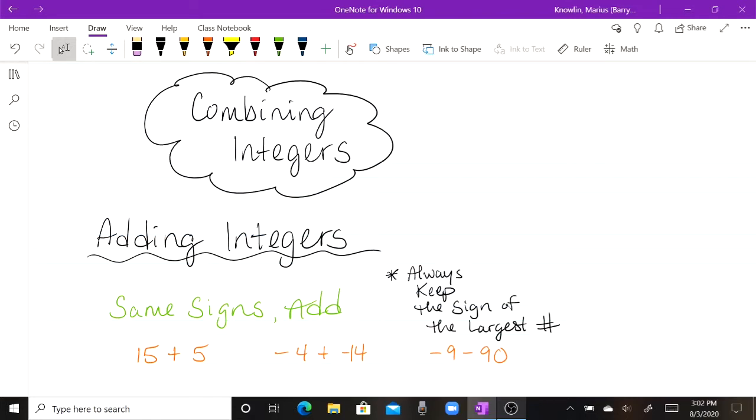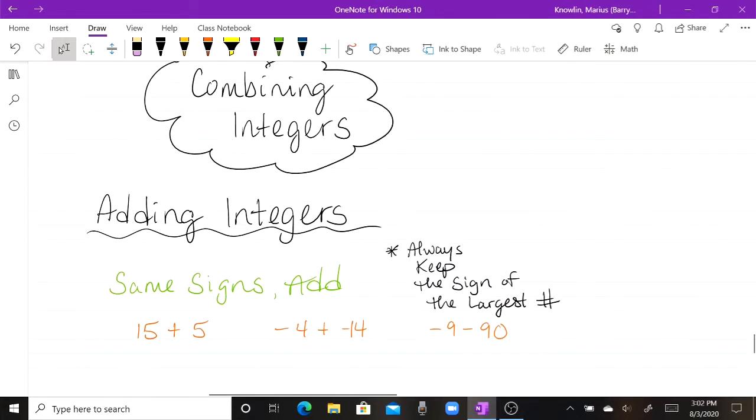With that being said, one of the rules for adding integers is same signs you add. Okay, that's the first rule. Same signs you add, always keep the sign of the larger number. So when you look at A, that says 15 plus 5. Both of them are positive, so that's going to equal a positive 20.